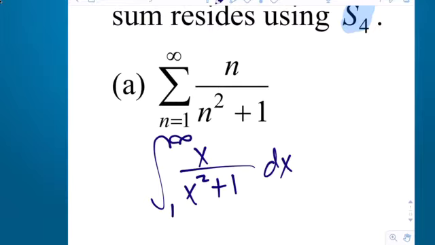Is this function going to be decreasing beyond a certain point? Yes. Okay, is it a continuous function? Yes. Is it positive? We're starting at n equals 1.